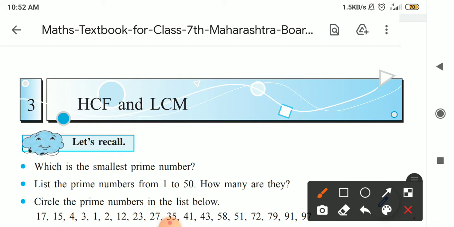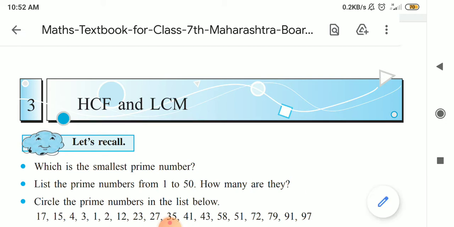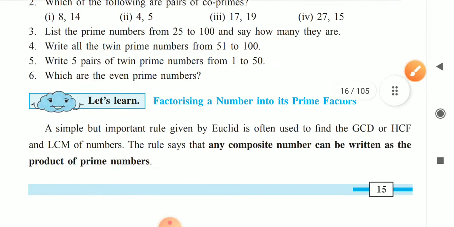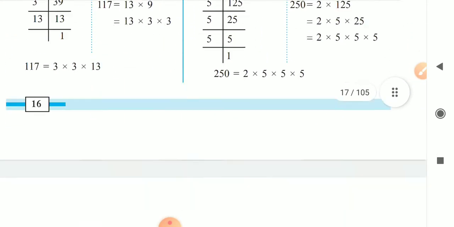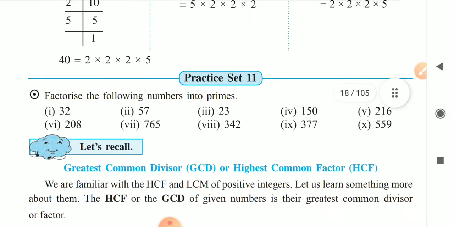Lesson number three: HCF and LCM. Under this lesson, yesterday I taught you how to find the prime factors of numbers, and I told you to solve practice set number 11.